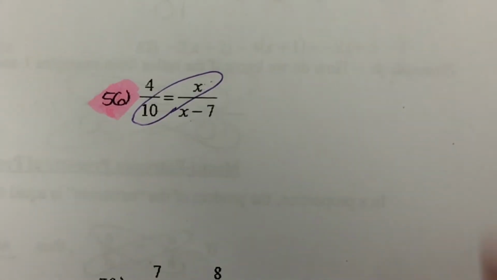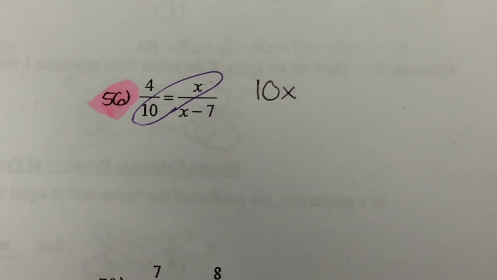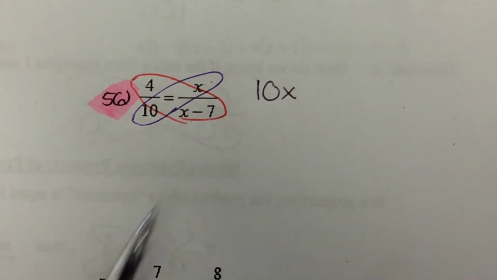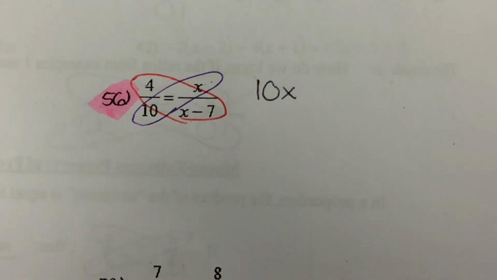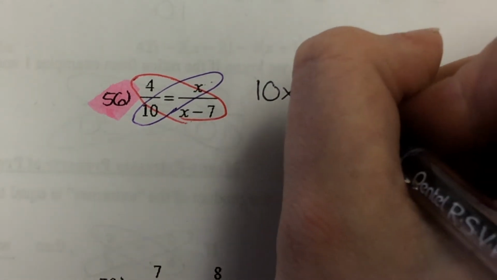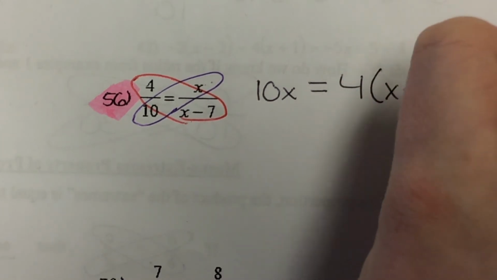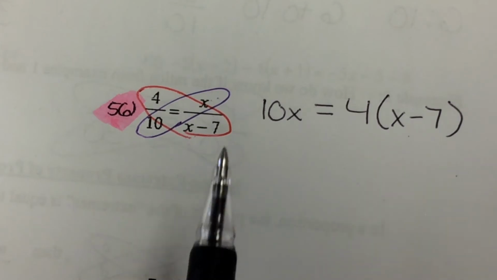10 times x is 10x. And cross multiply the other way, we have 4 times x minus 7. 4 times this entire expression, so we need to use our parentheses here, hope you realize. 10x equals 4 times x minus 7. Okay, so nothing different actually happened here.